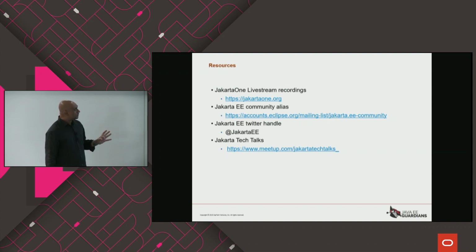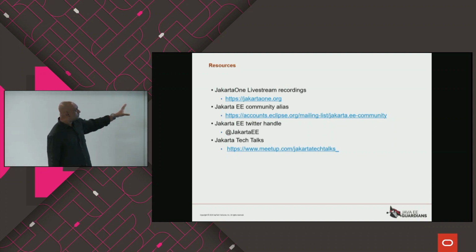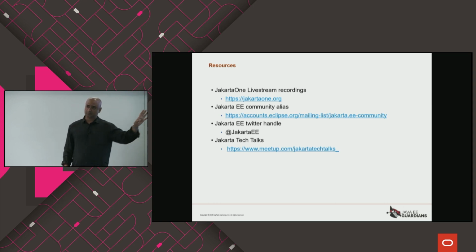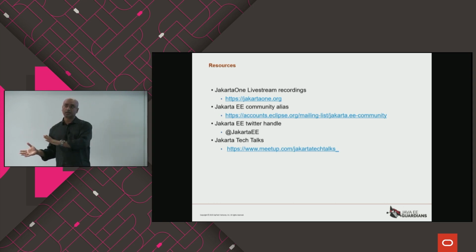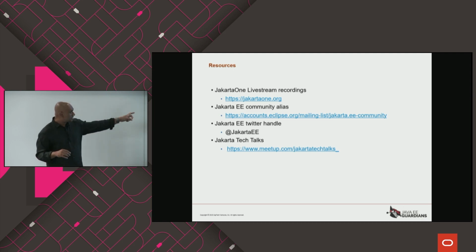And if you don't want to do that, these are some of the other resources we can do, okay? If you haven't heard it before, please check out Jakarta One, okay? Everything that I told you today has actually been talked about in Jakarta One conferences, specifically forward-looking things. There have been sessions for each forward-looking thing, and you can go check that out. You can chime in on the Jakarta EE community alias if you have an opinion. You can chime in on the Jakarta EE Twitter handle.